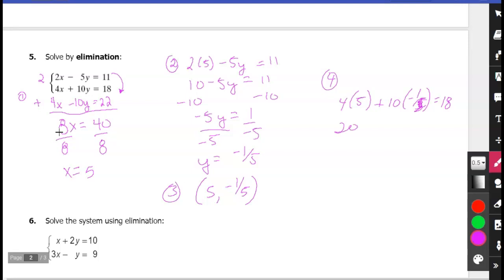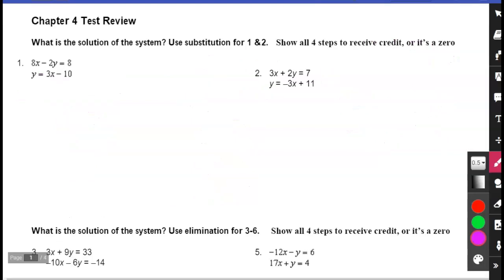4 times 5 is 20. Negative 1/5 of 10. So that's 10 over 1 times negative 1 over 5. So that's negative 10 over 5, which is negative 2. So I have 10 down here. 10 times negative 1/5 equals negative 2. 20 minus 2. 18 equals 18. It checks. Continuing on with the actual test review, I'm going to do numbers 1 and number 3.